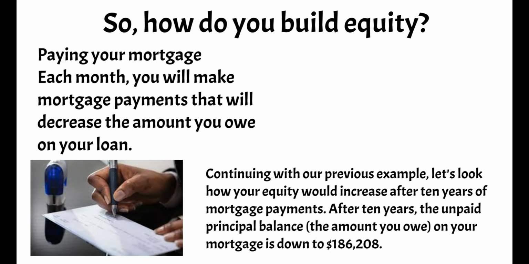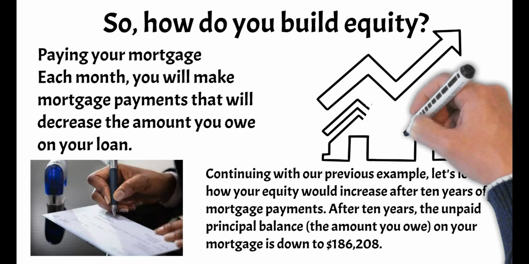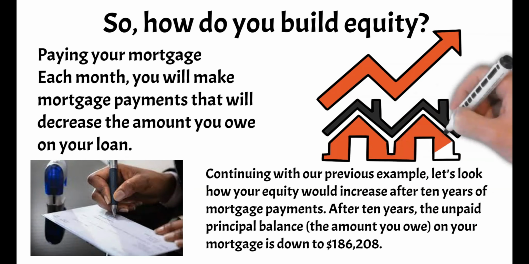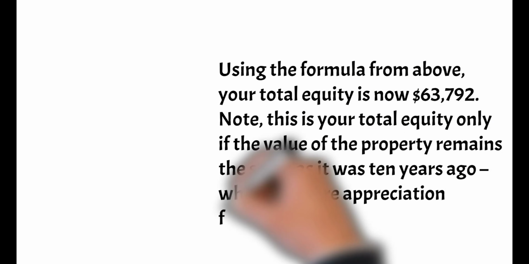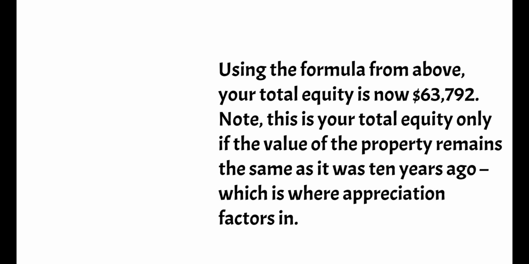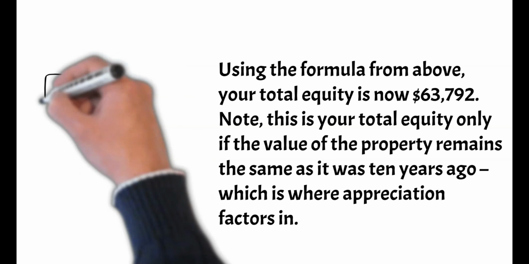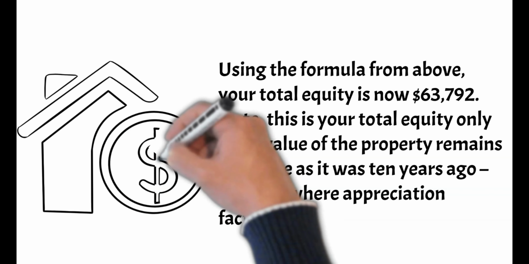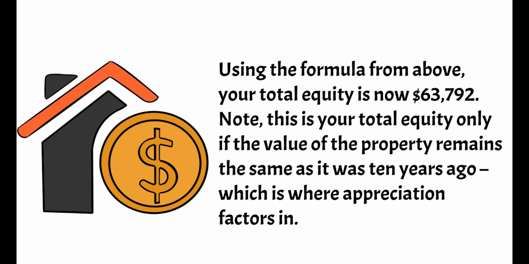After 10 years, the unpaid principal balance, the amount you owe on your mortgage, is down to $186,208. Using the formula from above, your total equity is now $63,792. Note, this is your total equity only if the value of the property remains the same as it was 10 years ago, which is where appreciation factors in.